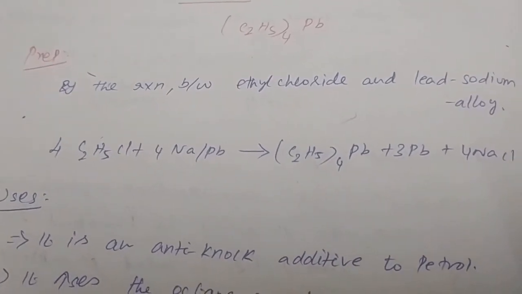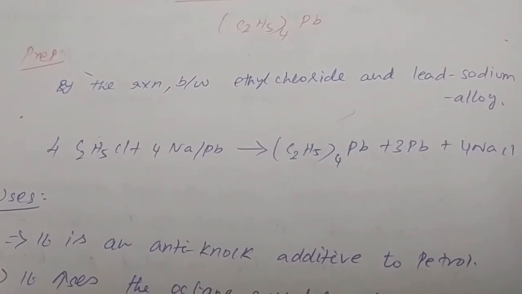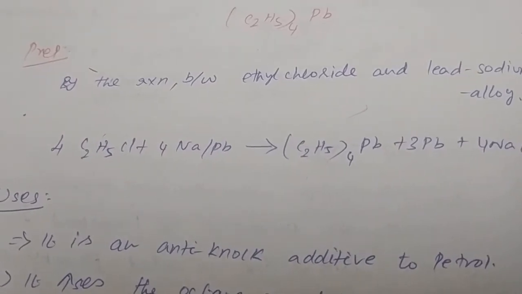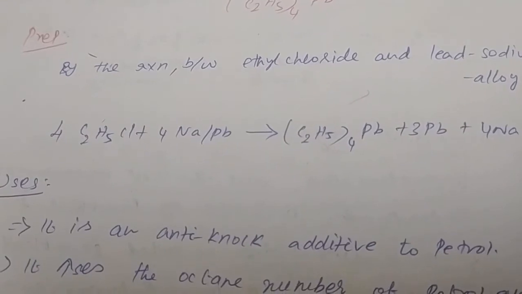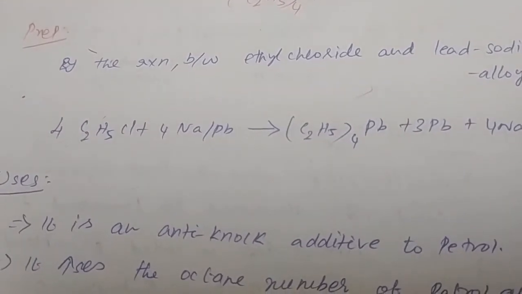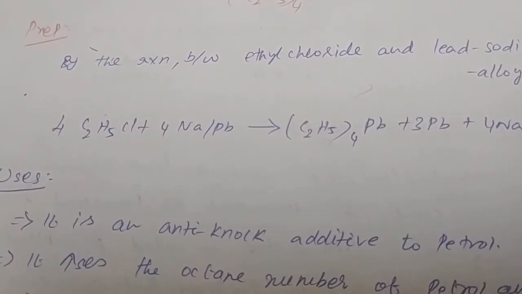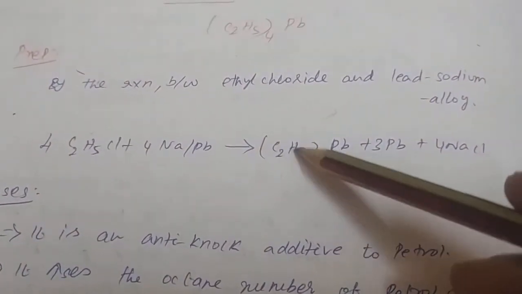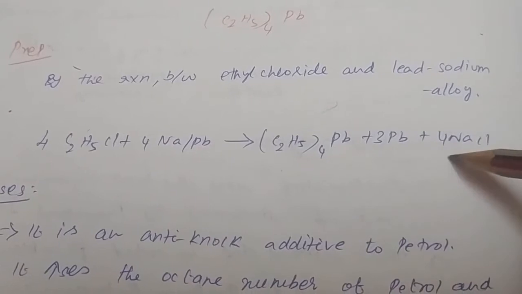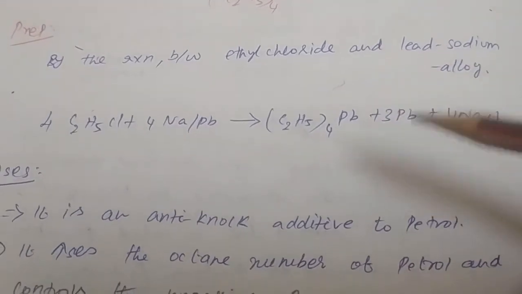So next preparation. So it is prepared from ethyl chloride. This ethyl chloride reacts with the sodium lead alloy to form tetraethyl lead. So here 4 moles of ethyl chloride reacts with 4 moles of sodium lead alloy to form tetraethyl lead, and lead and sodium chloride is formed as the other products.